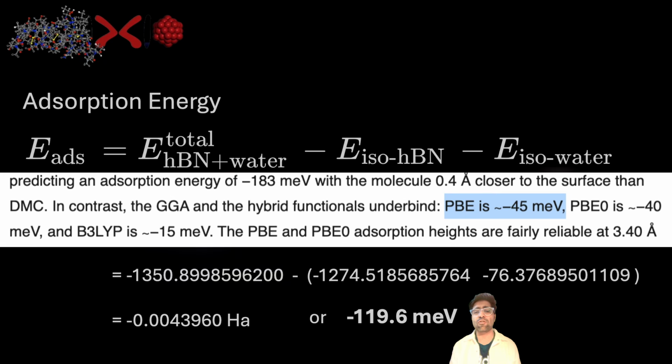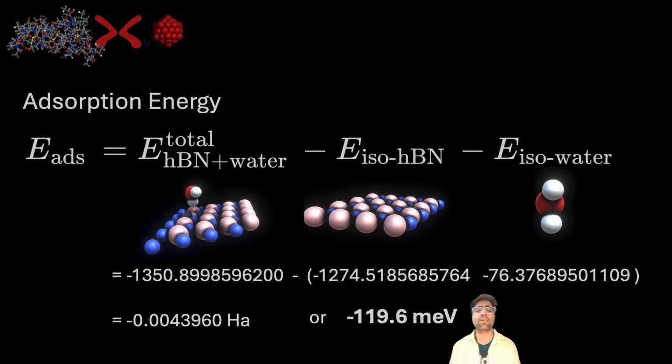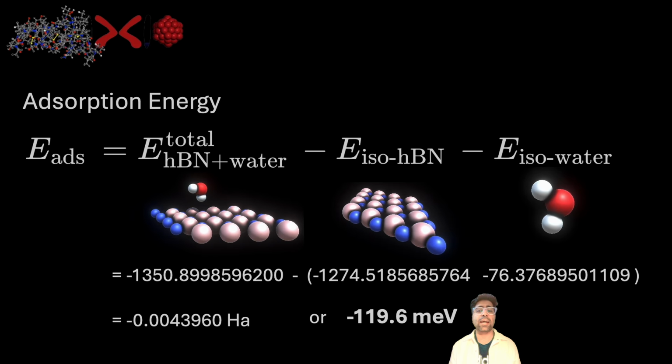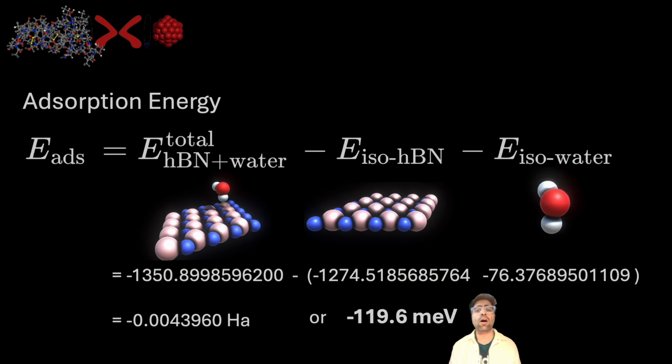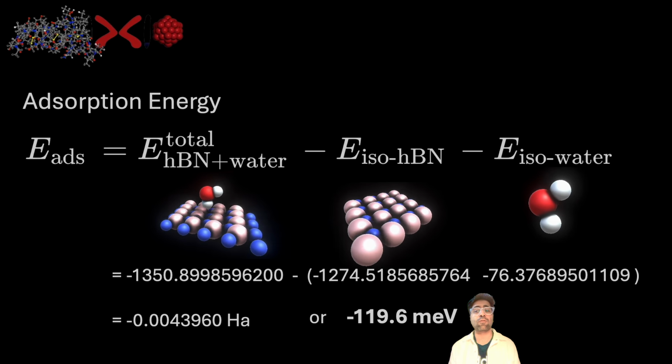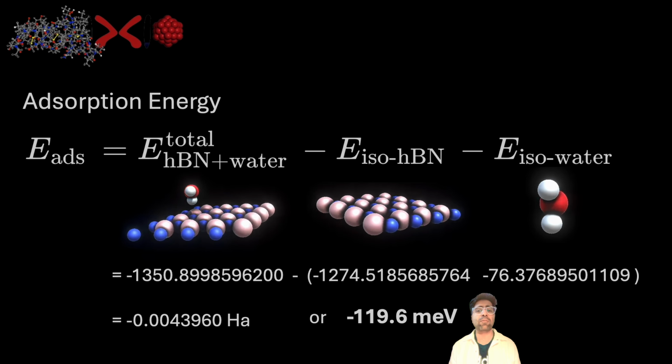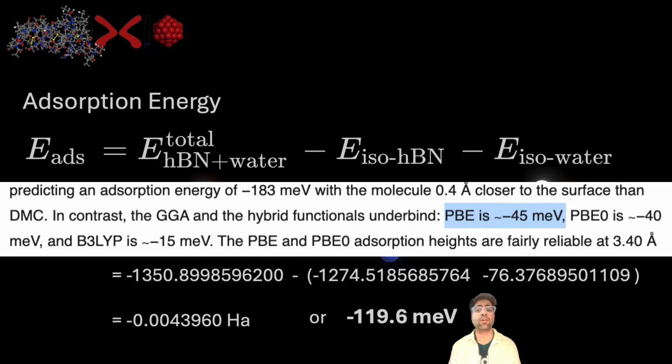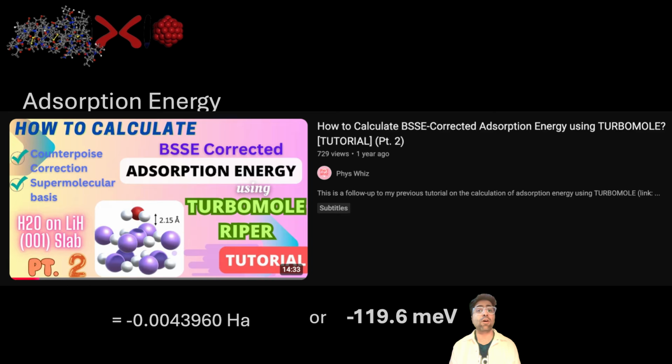the value in the literature because of the basis set superposition error or BSSE. After mitigating BSSE using counterpoise correction, I got a value of negative 45 millielectron volts, which is an excellent agreement with the plane wave value, which is also negative 45 millielectron volts. You can watch this video to learn how you can apply BSSE correction to the adsorption energy calculations.